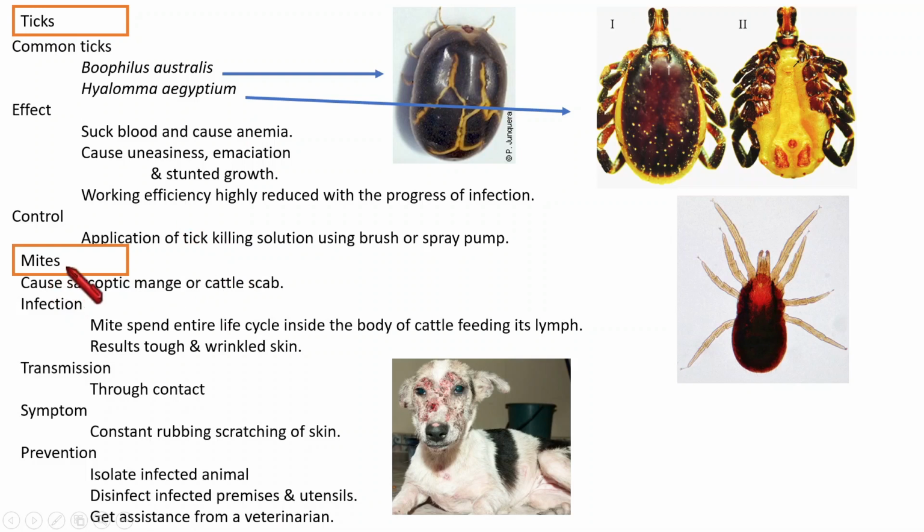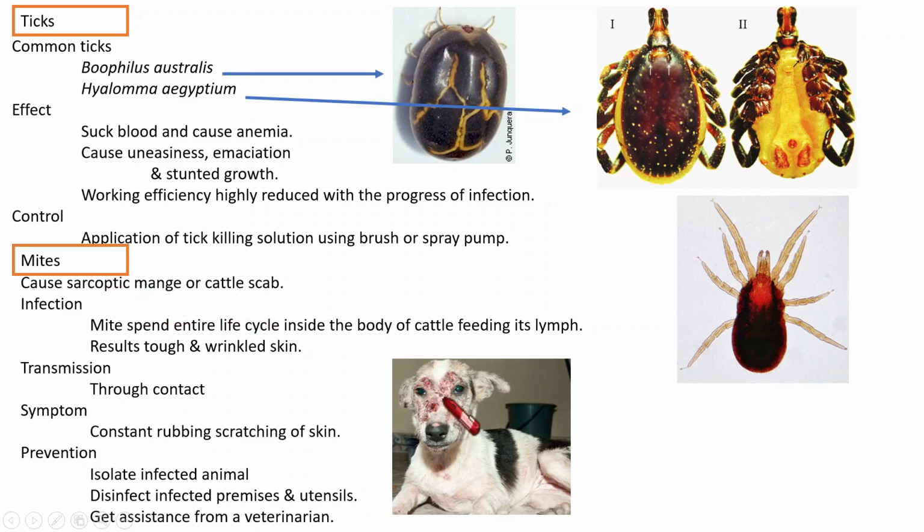Then the next one, mites. They cause sarcoptic mange or cattle scab. Scab, as I already explained, is hard tissue that forms over wounds, and sarcoptic mange means a skin infection. Why is it called sarcoptic? Because this mite comes under the family Sarcoptidae. So it's called sarcoptic mange or cattle scab.